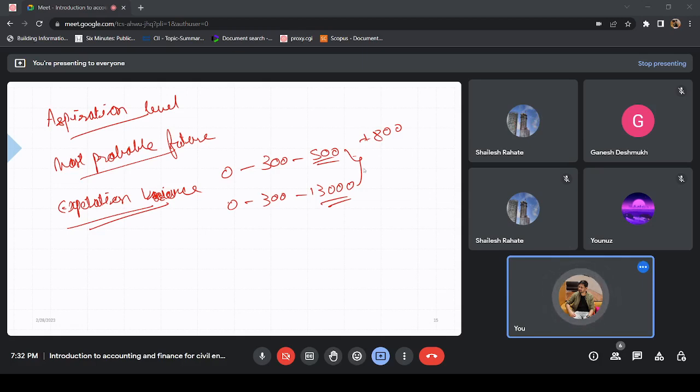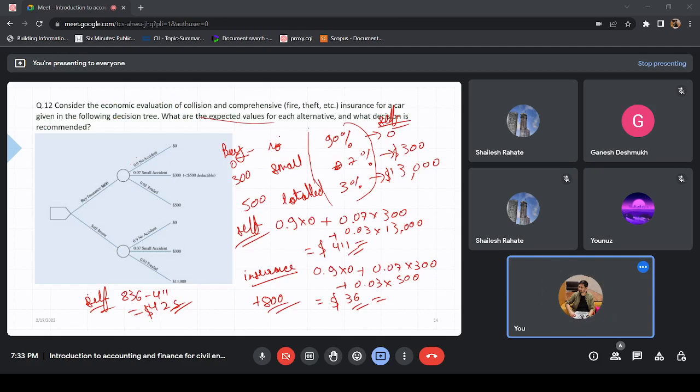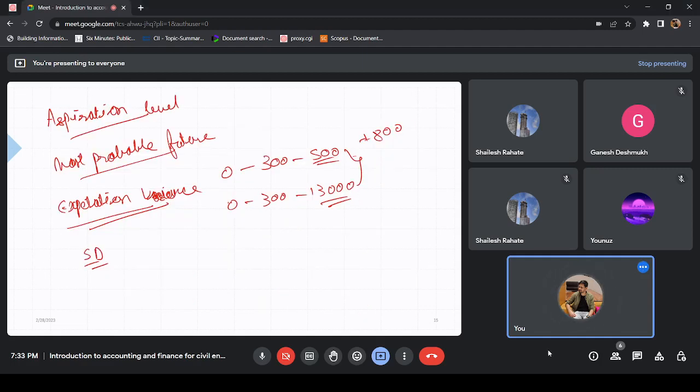So how to calculate this? What we do is we calculate the standard deviation in this case. For standard deviation in case 1, you know the expected value is how much? What is the expected value in case 1? 411 and 36, right? So how do you calculate the standard deviation? Anybody?